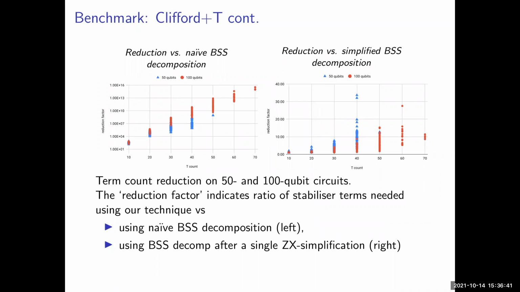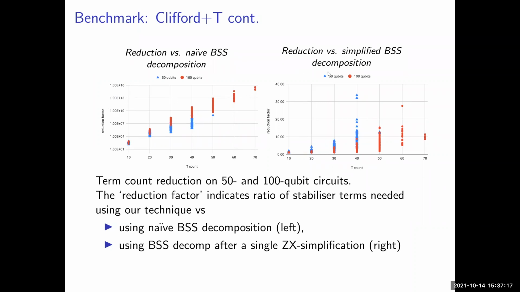Okay, so then how much better does our method do? There are 2 ways in which we can evaluate this. The first is if we use the naive approach, where we don't do any optimization, we take the circuit and just start decomposing it, and we can look at the number of terms that requires to simulate it, versus our method. And we see there's order of magnitudes difference in how many terms we need, right? So for this 60 T-count circuit, we have like a 10 to the 13 improvement in term count.